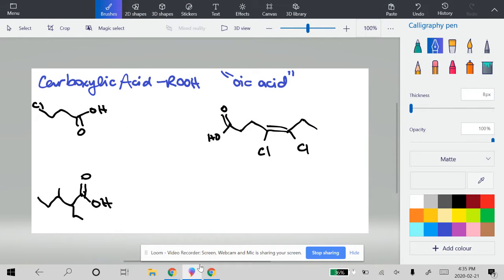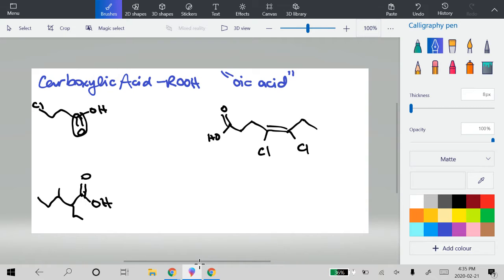Okay, the next one I'll do for you guys is the carboxylic acid. What you're looking for in the carboxylic acid is a carbon with a carbonyl group attached to it and a hydroxyl group attached to it. And that's going to be an RCOOH, and the ending that you're going to give that is an oic acid for the molecule.